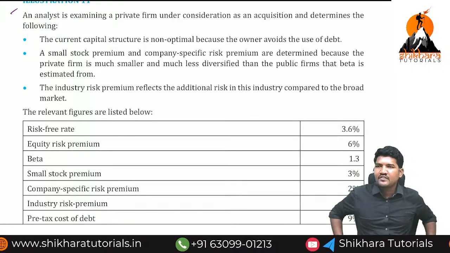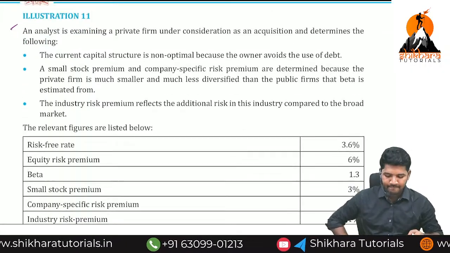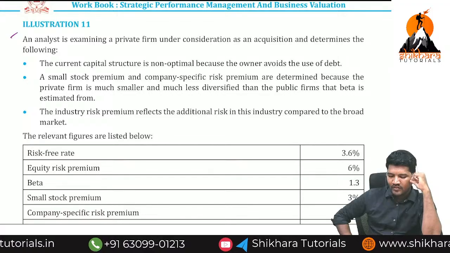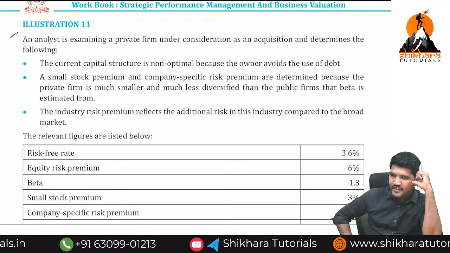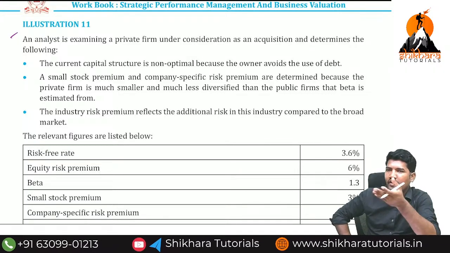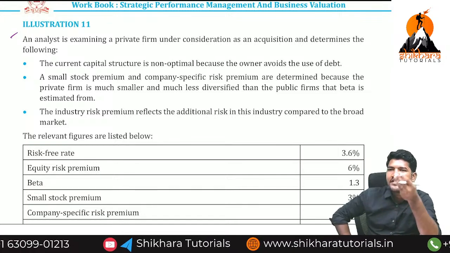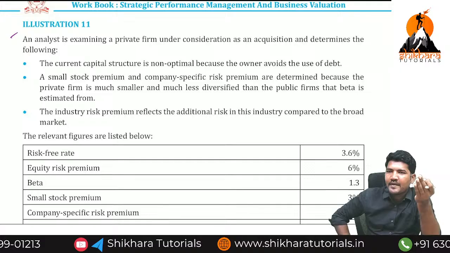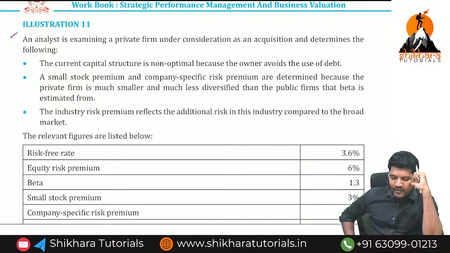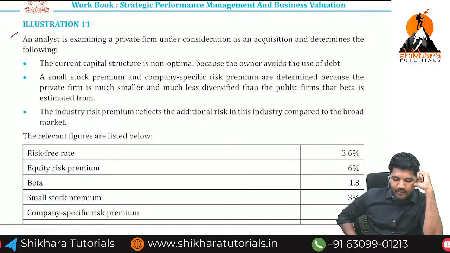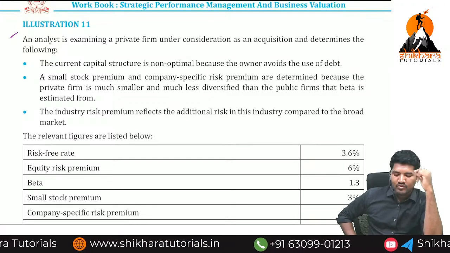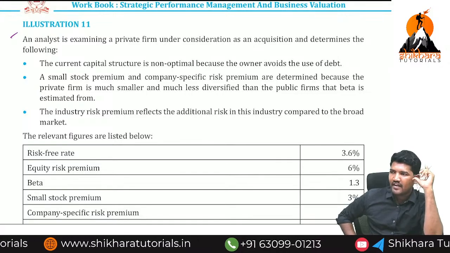Read the points, sir. I hope you will get clarity. An analyst is examining a private firm. If it is a private firm and you have available information, you can use the basic calculation. If the information is not available, you can use expanded CAPM or build-up. Now, what is the first point? The current capital structure is non-optimal because the owner avoids the use of debt. Forget that sentence. I will give clarity on the capital structure.